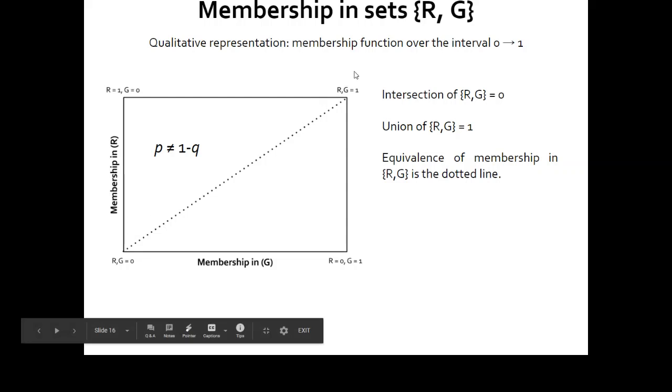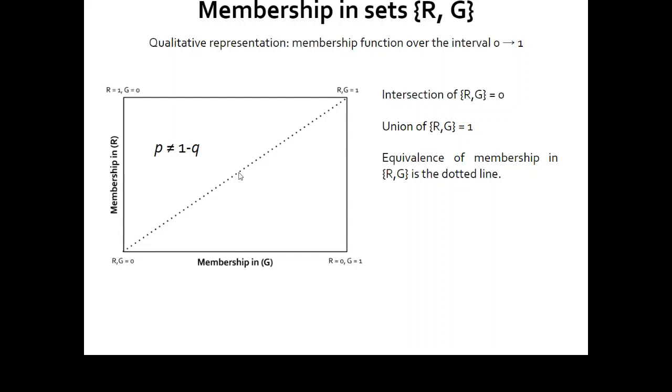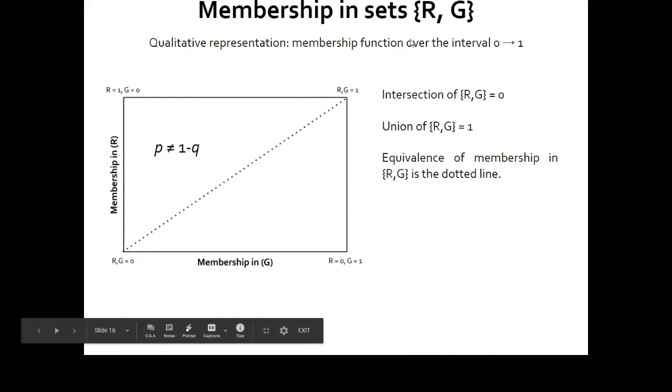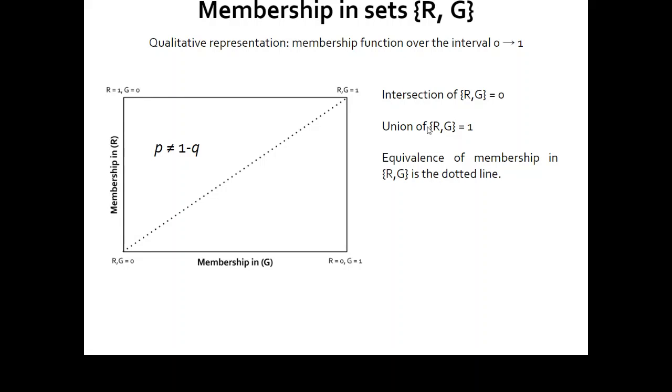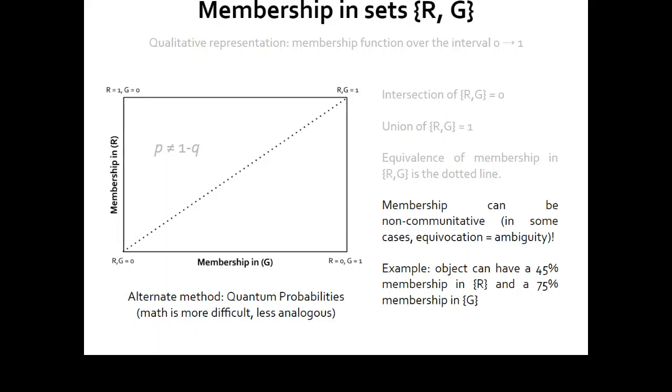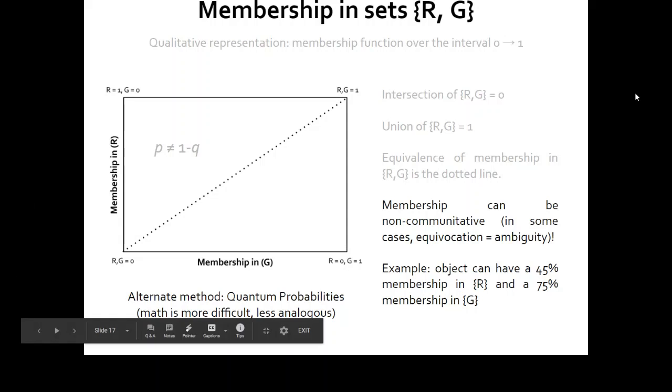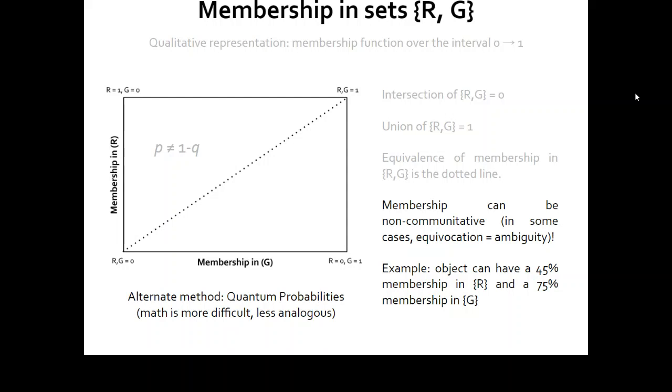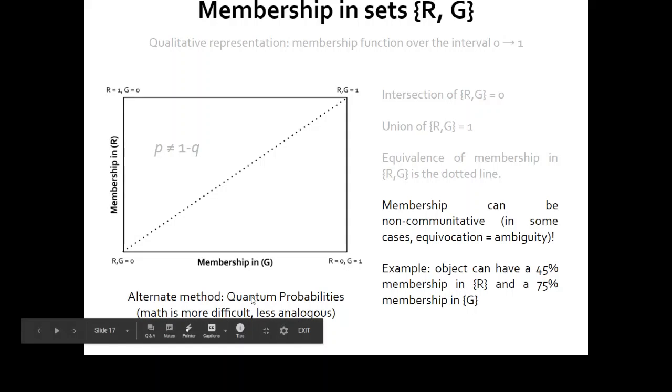Also, there is an equivalence of membership. So you can have 50% in R and 50% in G, or you can have 80% in R, 80% in G. And that would be along this dotted line. But in a traditional probabilistic representation, that wouldn't be the case. So membership can be non-commutative or commutative. In some cases, equivocation can equal ambiguity. So in some cases where you have maybe this dotted line or maybe a traditional probability, it's ambiguous what the full properties of that object are. So you're refining your representation by using this type of approach.